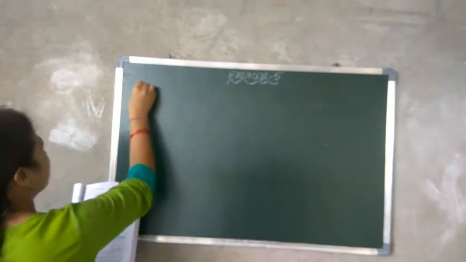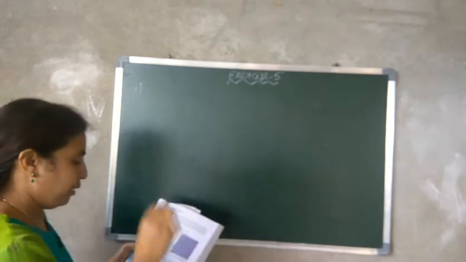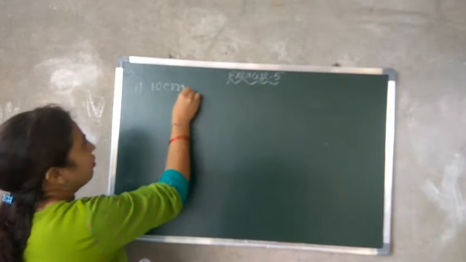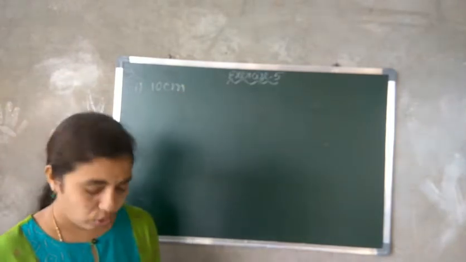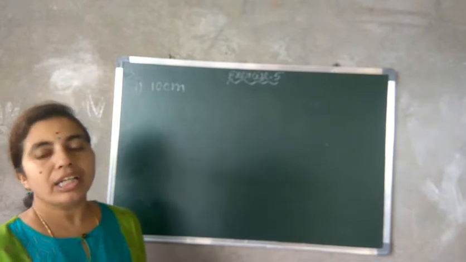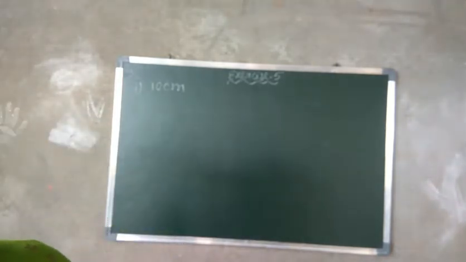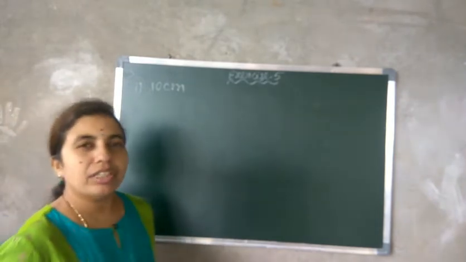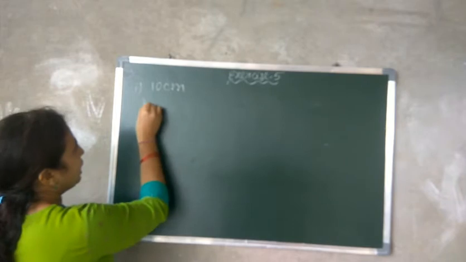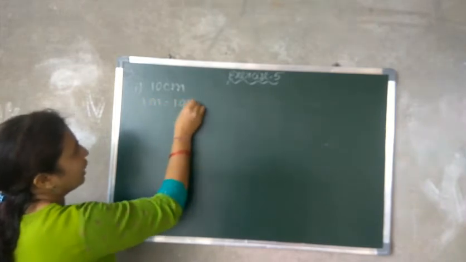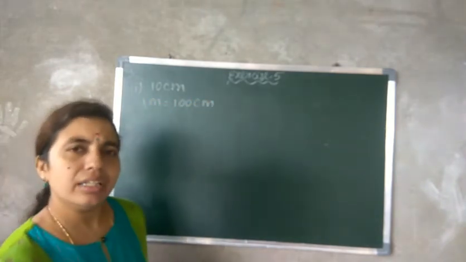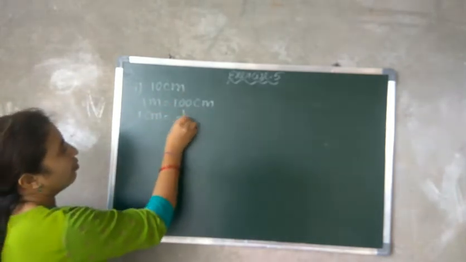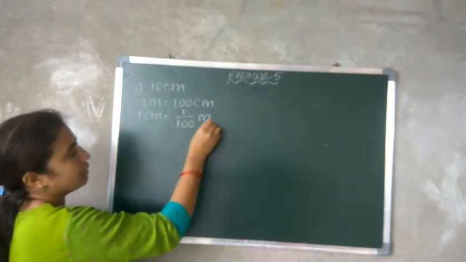Third bit, first one. Express 10 centimeters in meters and kilometers. What is given? 10 centimeters. We have to write this 10 centimeters as meters and kilometers. First we convert into meters. You know that 1 meter is equal to 100 centimeters. Then in reverse, 1 centimeter is equal to 1 by 100 meters.